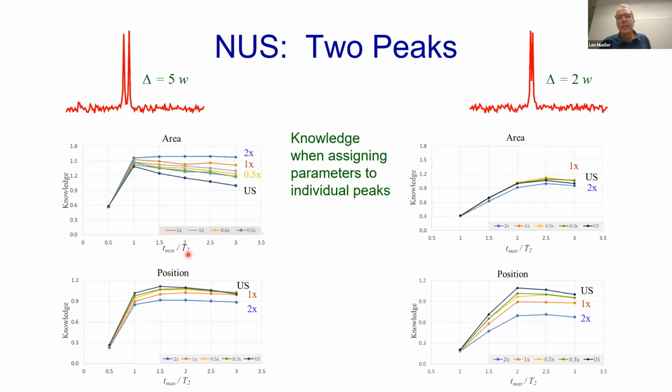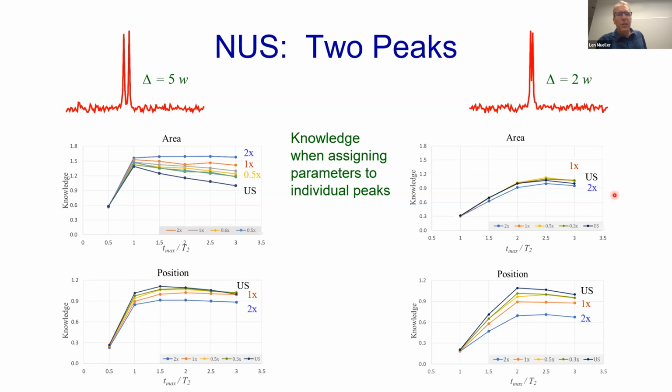When you have 2 peaks present, the choice of bias depends on the required resolution. So if the peaks are well separated, here separated by 5 line widths, then the knowledge improvement mirrors what we saw for a single peak. And you can decide how much information you are willing to give up in position and line width to get better knowledge of whether the peak is there or not. But as the peaks get closer together, much of that advantage of non-uniform sampling is lost. But importantly, matched NUS never falls below uniform sampling.